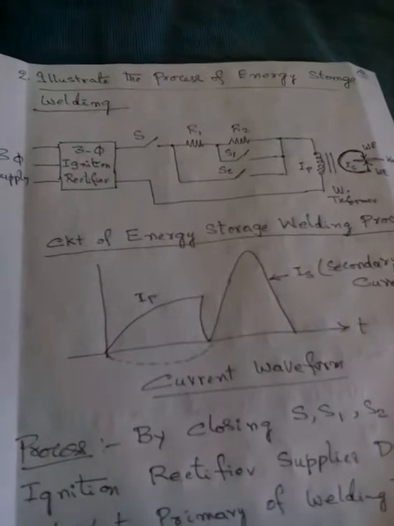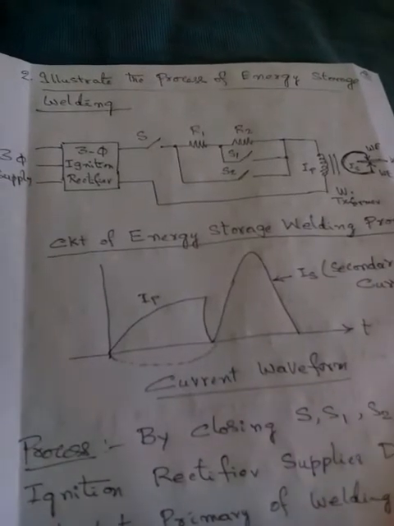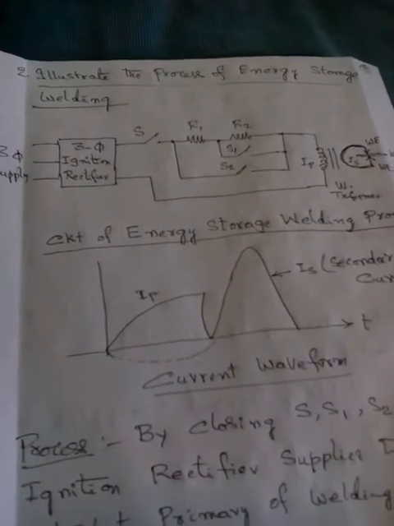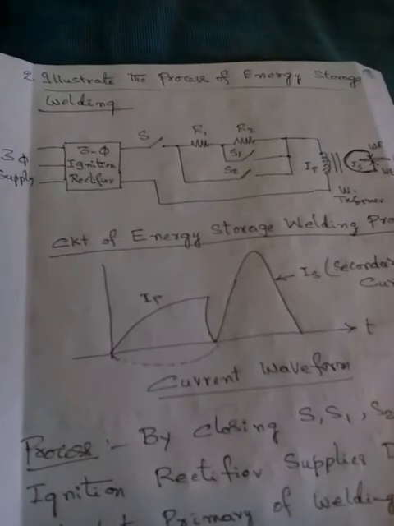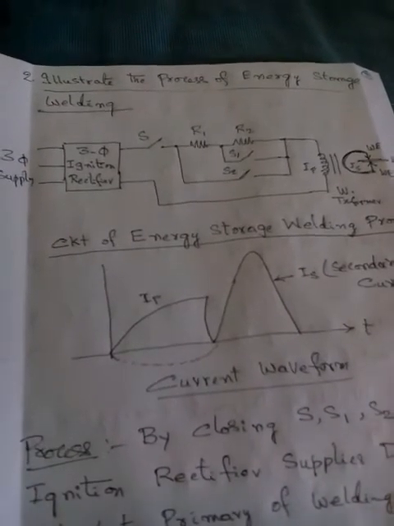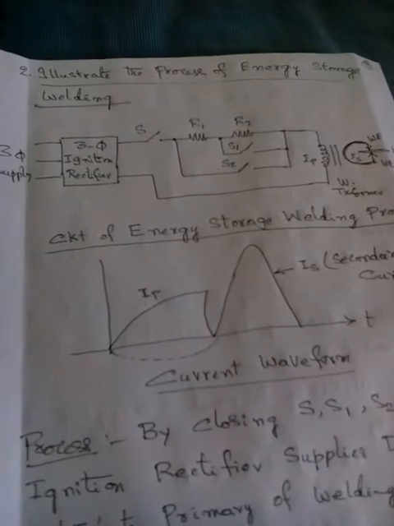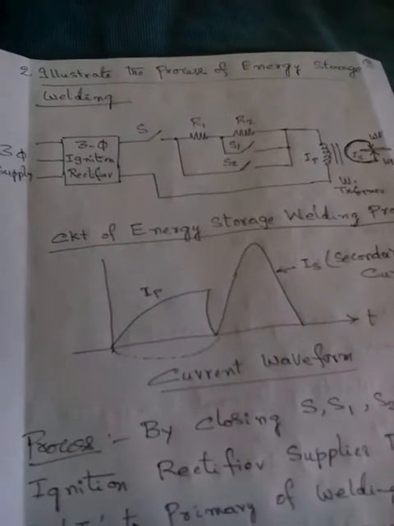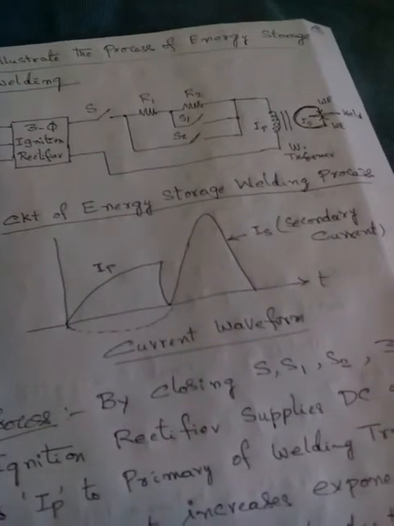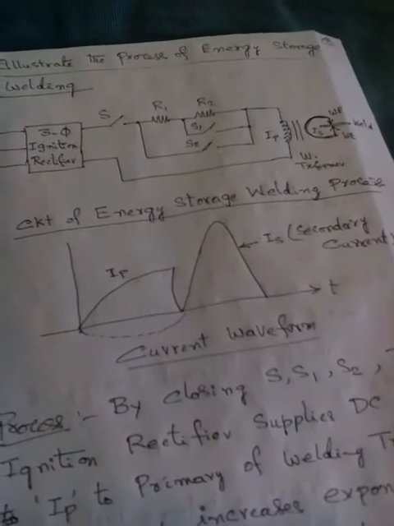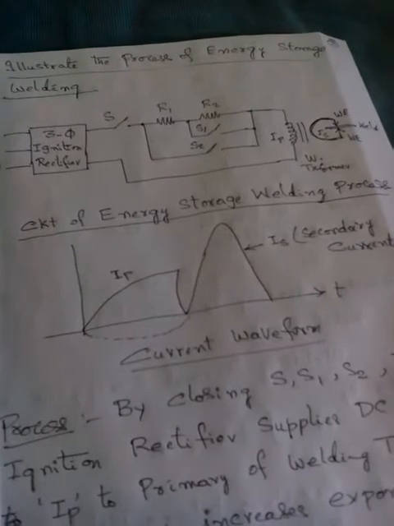Then the energy developed in the primary suddenly goes to the secondary. That is what we call energy storage. It goes to the secondary and produces a pulse-like current, IS, the secondary current, in the form of a pulse. That is useful for welding the metal pieces.